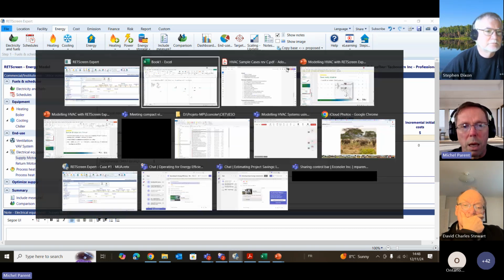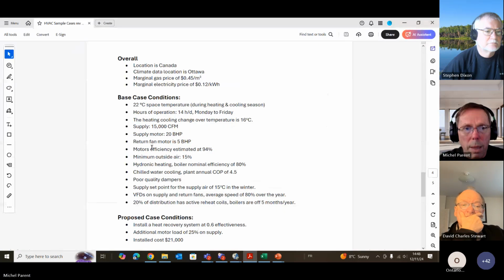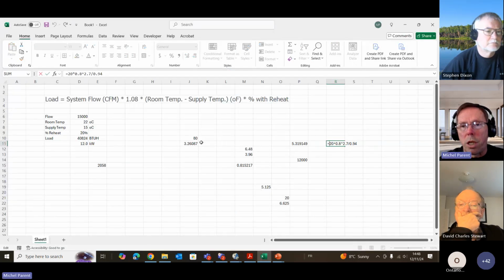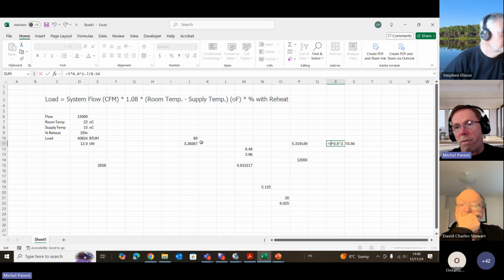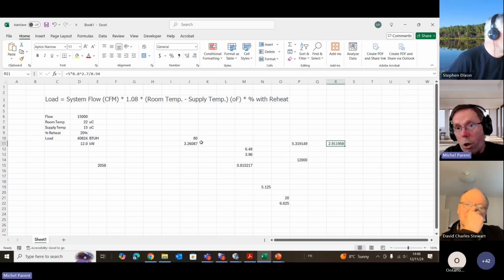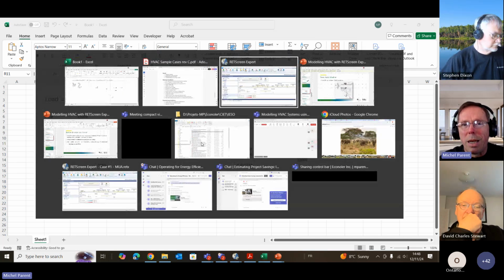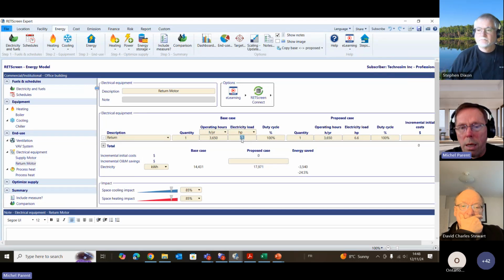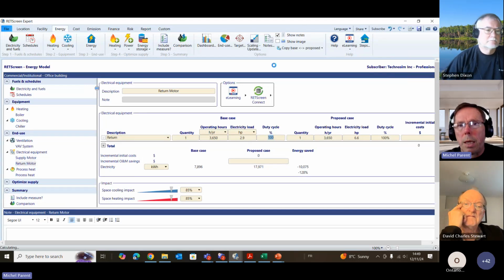So we'll do the same thing for the return fan motor. I'm going to go there and change it, and like Stephen said, I could cut and paste all of that into the notes. Because I know I'm going to close the sheet without saving it, that would actually save all those calculations into the notes in RETScreen. So I'm going to go to return fan, go 2.9, copy paste propose.